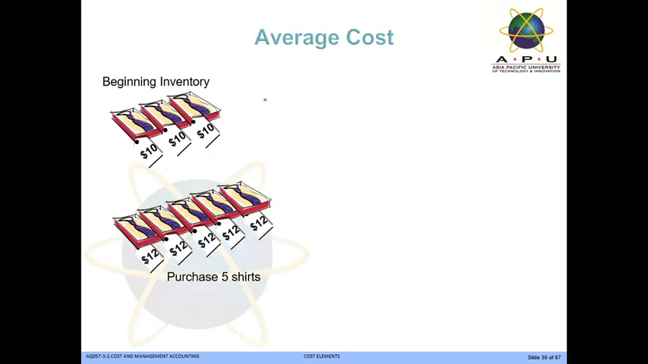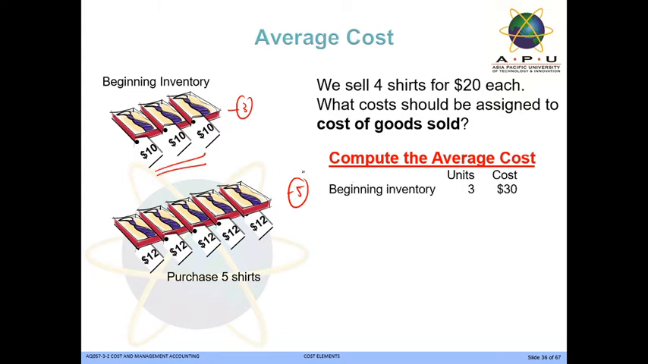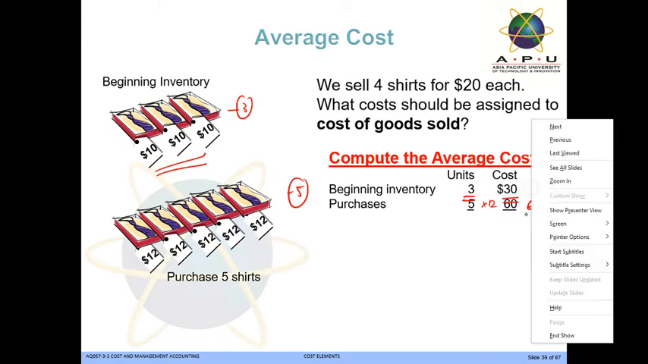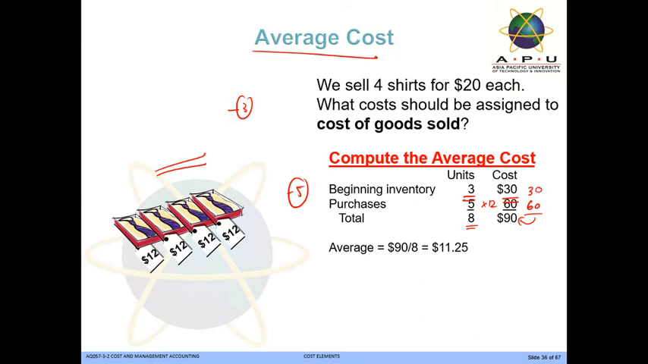Okay, what about average cost? For average cost, the example is still the same. We have 3 beginning inventory and 5 recent purchase, then we sell 4 shirts. So how to compute the average cost? The total cost: we have 3 beginning inventory, so the total cost is 30, and we purchased 5 times 12, which is 60. So the total will be 90, divided by the total units to get the average cost, which is 11.25.